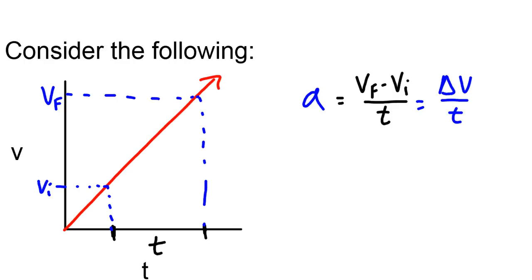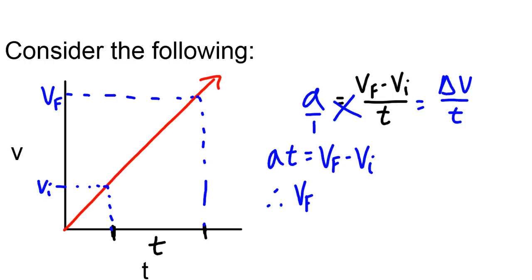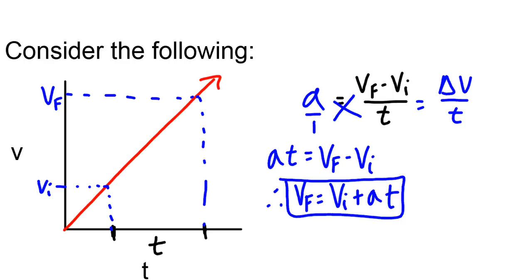Or if we wanted to solve for one of the velocities, we could cross multiply, setting the acceleration over 1. We get something like at equals Vf minus Vi. So therefore, Vf equals Vi plus at. And that is usually the most commonly known version of our first kinematics equation.